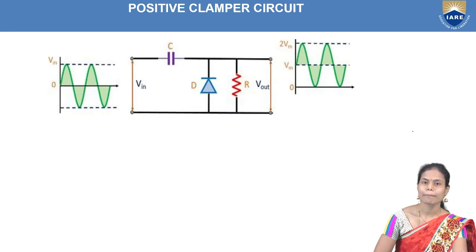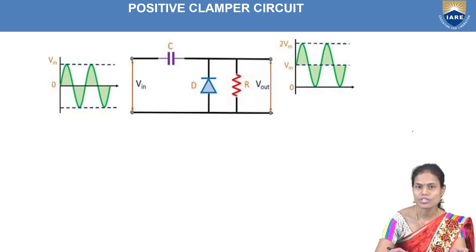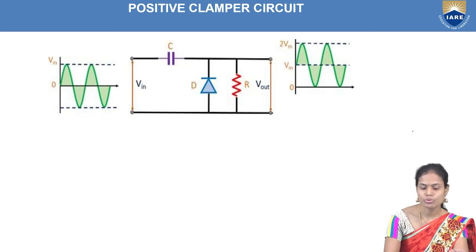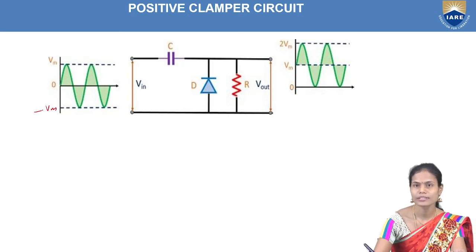So the next type of clamper is the positive clamper circuit. If we change the direction of the diode in the negative clamper circuit, we are able to make the positive clamper circuit. In this particular case, if we apply the input signal like this, we will get the output signal above the horizon. We can observe it on the output waveform.